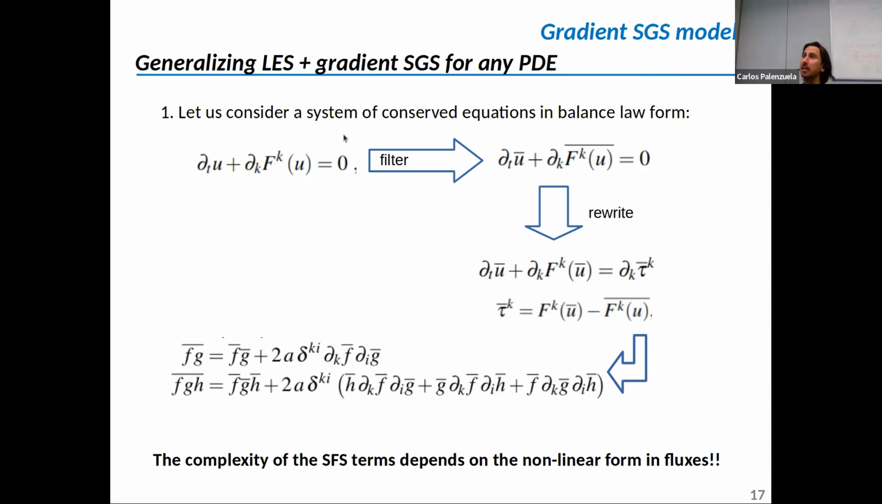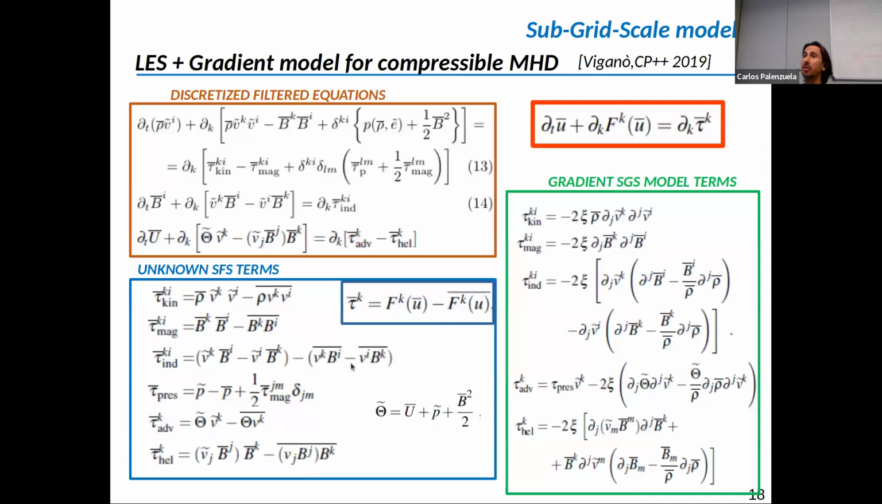Well, we can generalize this gradient model for different equations, for a general balance law form, or for a system of equations in balance law form. We can filter and rewrite the equations so that the subfilter scale tensor is just the flux of the average minus the average of the flux. We can use this simple recipe to write down the new terms. For Newtonian MHD, we did it in a work with Daniel Vigano and other people. And these are the filtered equations.